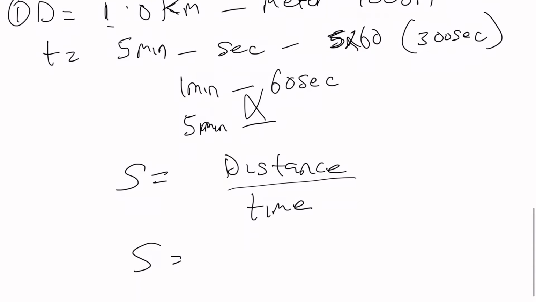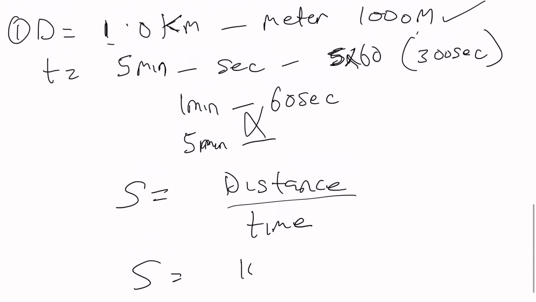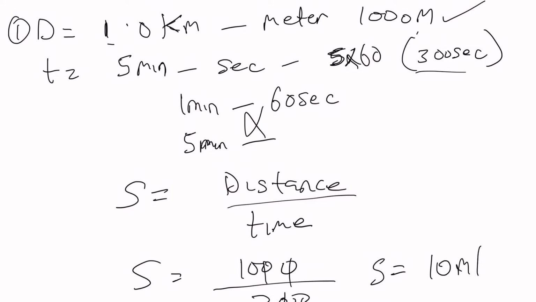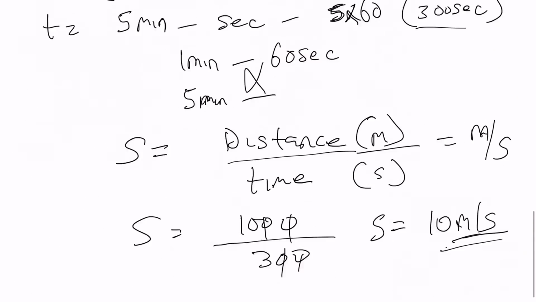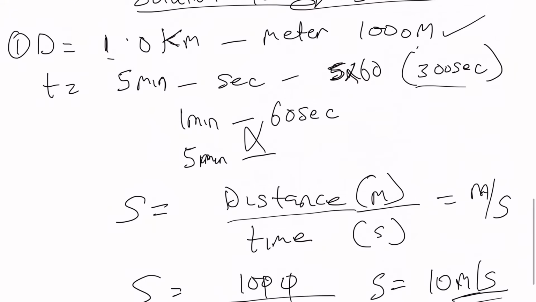Now our distance is 1000, then time is 300. So we do the division. Basically our speed is 10 meters per second. How do we have meters? Because here is meters and here is seconds, so definitely meters per second. That's the unit. So that's question 1. Let's move to question 2.